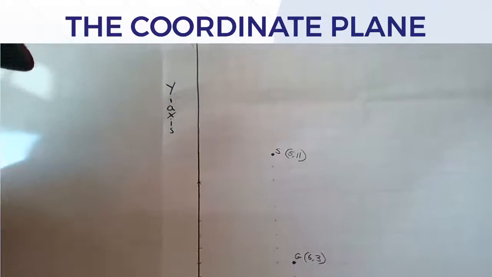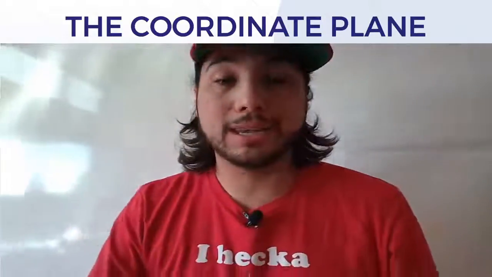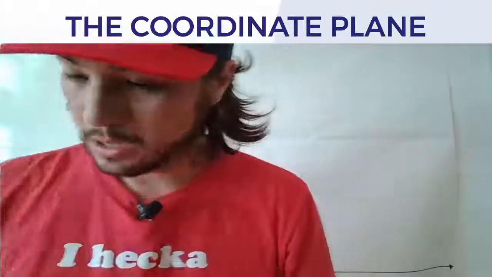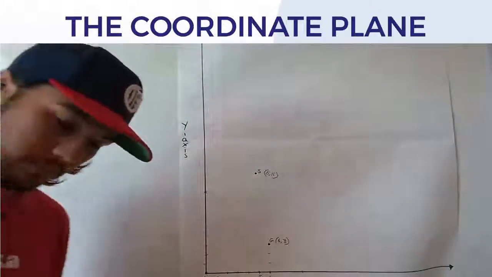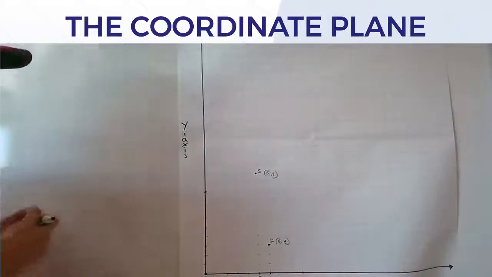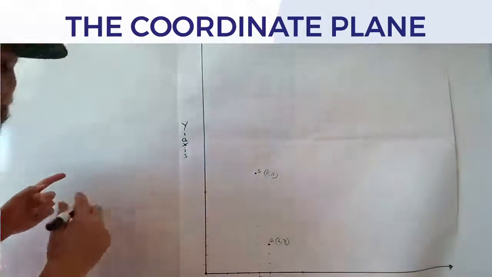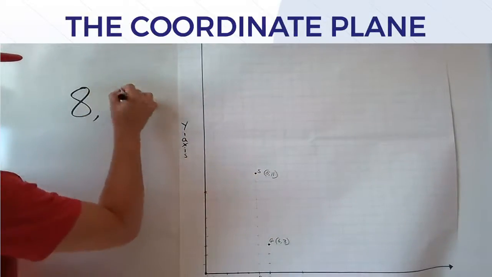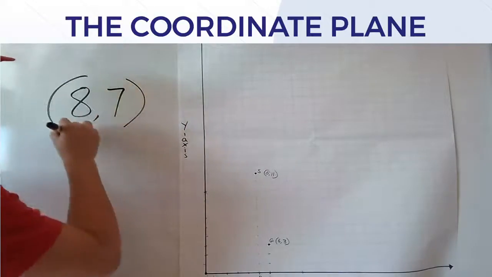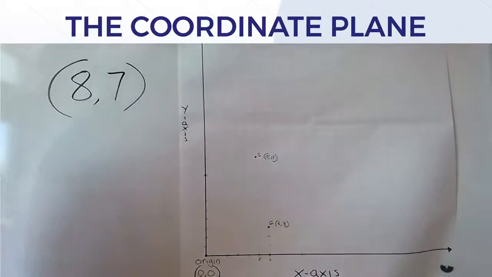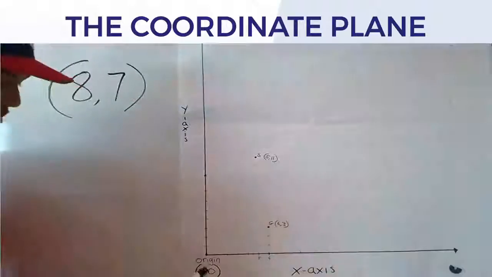Let's try a couple more. And in fact, this time I'm going to give you the coordinates, and I want to see if you can find where they are on your coordinate plane. So the first one, making sure I switch from Sharpie to whiteboard marker, because that would not be fun if I wrote on this in Sharpie. So see if you can find the point 8, 7 on our coordinate plane. Remember, we're always starting from the origin. We always start from 0, 0.